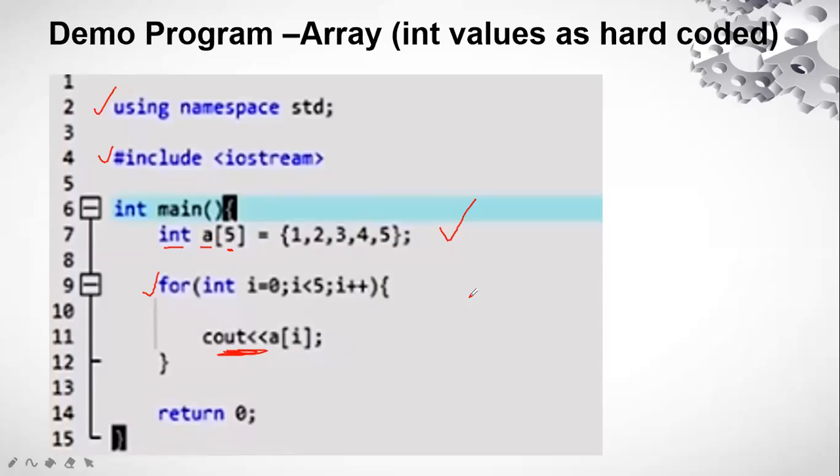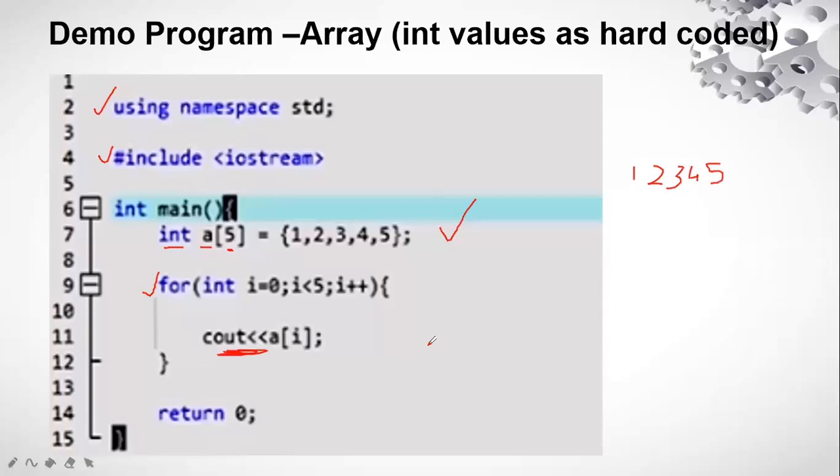So a[i] will be printed. So what will be printed? The output will be 1, 2, 3, 4 and 5. Fine. So these are the values which are given. Now if I include \n, the values will be printed out in the next line. Okay, that you all know.